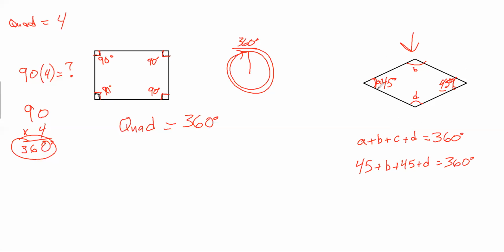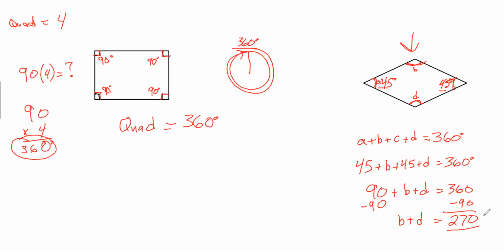You know that 45 and 45 is, of course, 90. So then we're left with 90 plus B plus D equals 360. So we can take 360 and subtract 90, and we are left with 270. So B plus D, whatever angle B and D are, add those together and we should get 270.